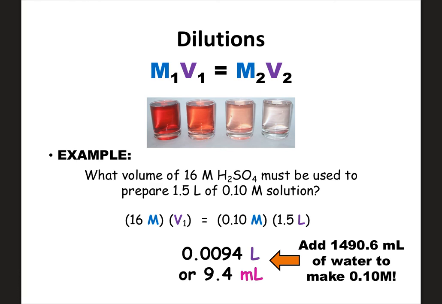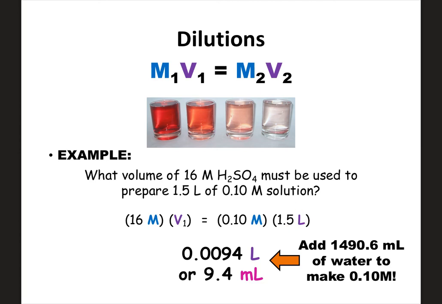The key is you pick a molarity and you start. I have 16 molar as my concentration here. According to the problem, I want to know what volume of that I need, so that's going to be my unknown. I'm going to set that equal to my other molarity, 0.10 molar, and my final volume that I want to end up with, 1.5 liters.